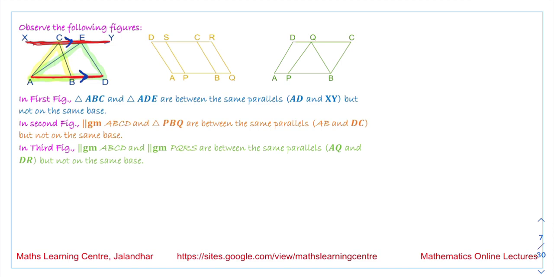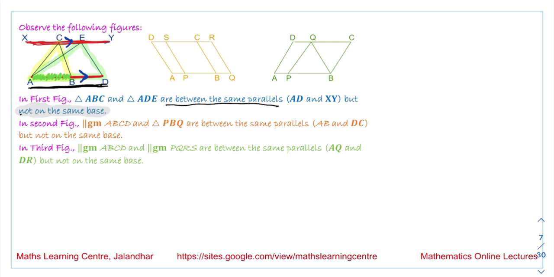But now the problem we have over here is that when we are talking about the triangle ABC, it has the base AB, and when we are talking about the triangle ADE, it has the base AD. So these two triangles ABC and ADE are between the same parallels, but, it is important over here, not on the same base.